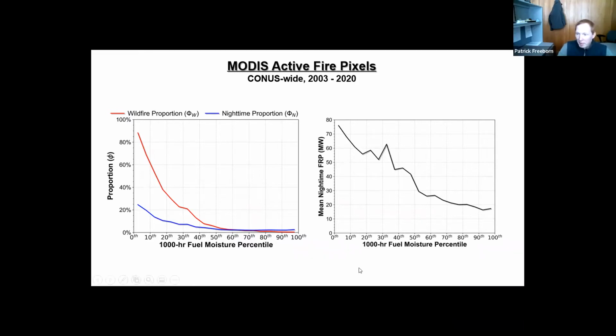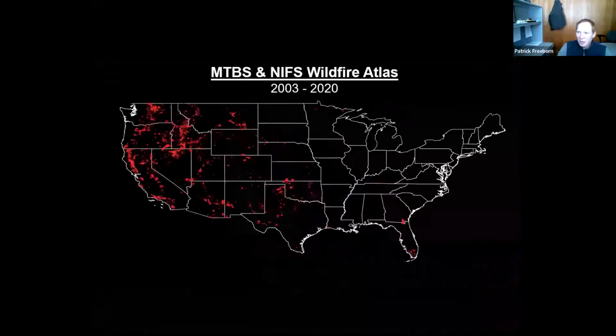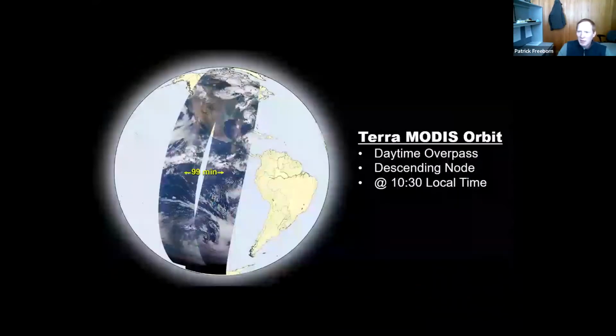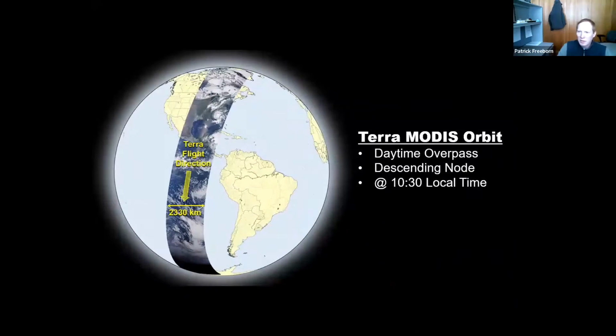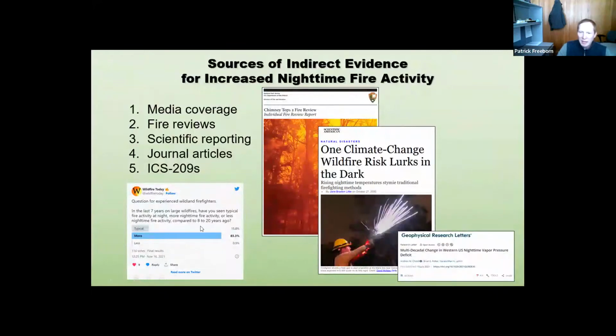No, but interestingly, I'll go back to this anecdotal evidence. I don't know if you saw it on one of these slides, but it was really cool. When our article got published in Remote Sensing of Environment last November, it got picked up by Wildfire Today. And you can see that in the lower left-hand corner. When they picked up that article, they put out a survey. It says, in the last 7 years on large wildfires, have you seen typical fire activity at night, more nighttime fire activity, or less nighttime fire activity? And it looks like there were 114 votes cast.